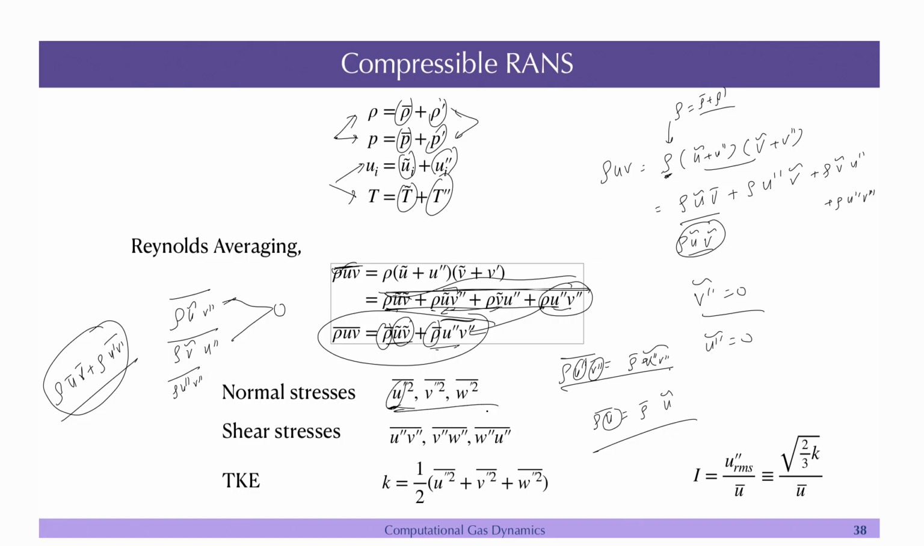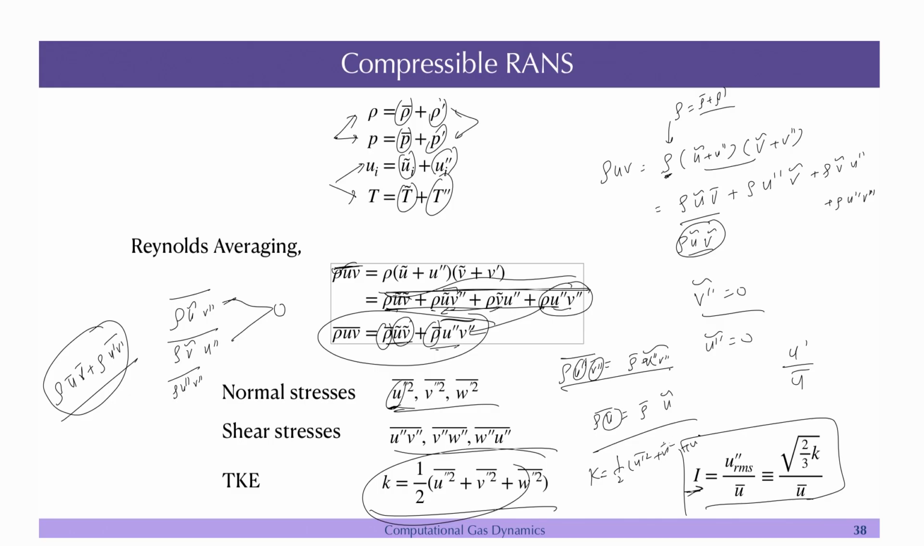So, we have these normal stresses, shear stresses, turbulence kinetic energy, and based on this you can also define the turbulence intensity, which is basically nothing but the fluctuations divided by the mean flow. u prime RMS divided by mean flow, or u double prime RMS divided by mean flow. This holds true in both incompressible and compressible flow. And if you consider my turbulence kinetic energy, which is half of u prime bar square, v prime bar square, w prime bar square, in this case it will be double bar.